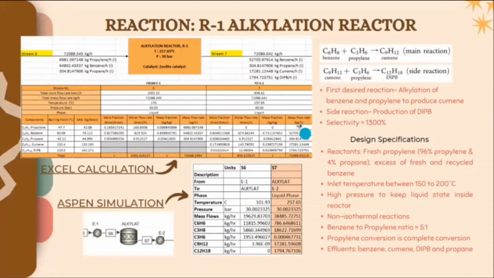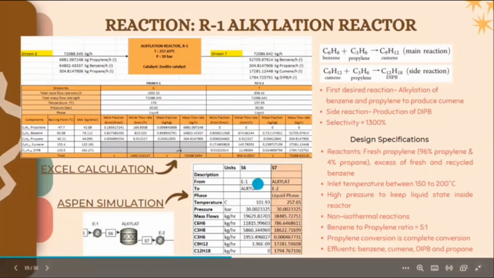As you can see, the inlet temperature in Excel is 170 degrees Celsius. However, in Aspen, the inlet temperature is 101.93 degrees Celsius. The outlet temperature is the same for both Excel and Aspen at 257 degrees Celsius. The reaction is non-isothermal. Next, the pressure is kept high at 30 bar to maintain the liquid state inside the reactor. The benzene to propylene ratio is 5:1.